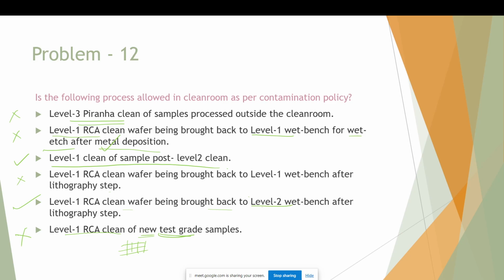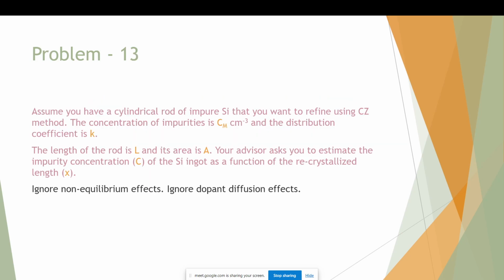For the same thing, can we use prime grade? Yeah, for the same thing we can do prime grade. If we have a new prime grade wafer, we just diced it, we should actually clean it in level 1, because level 3 will have metal contamination and everything, right? We don't want to spoil the wafer at the start itself.